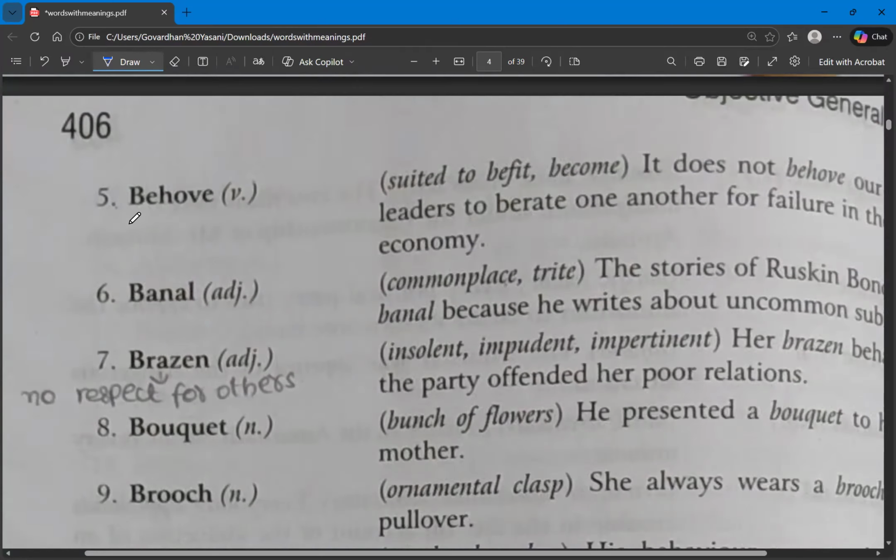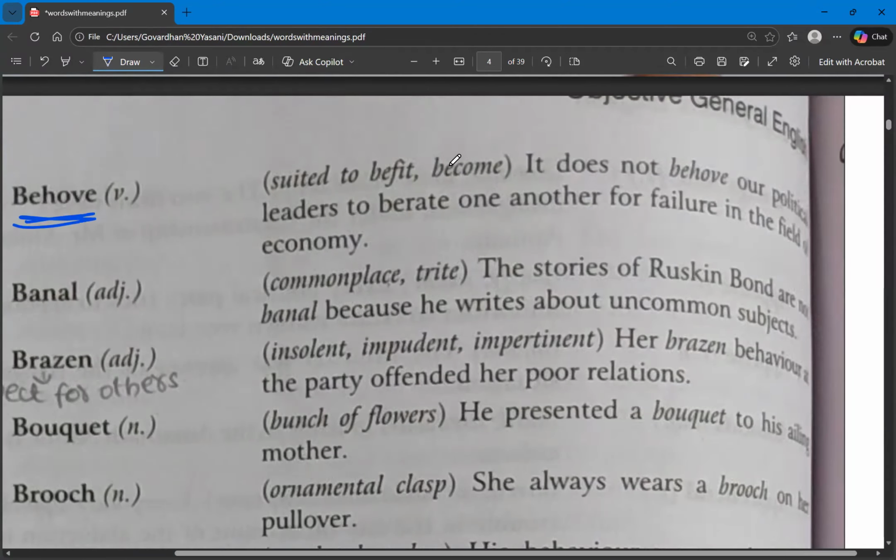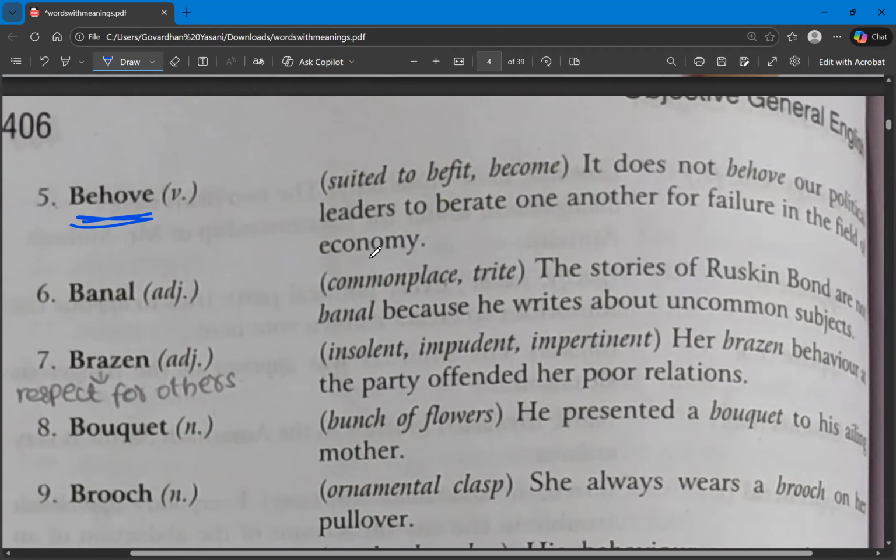The next one, behove. What does behove mean? Behove means suited to, befit or become. It does not behove political leaders to berate one another for failure in the field of economy. So behove means become.